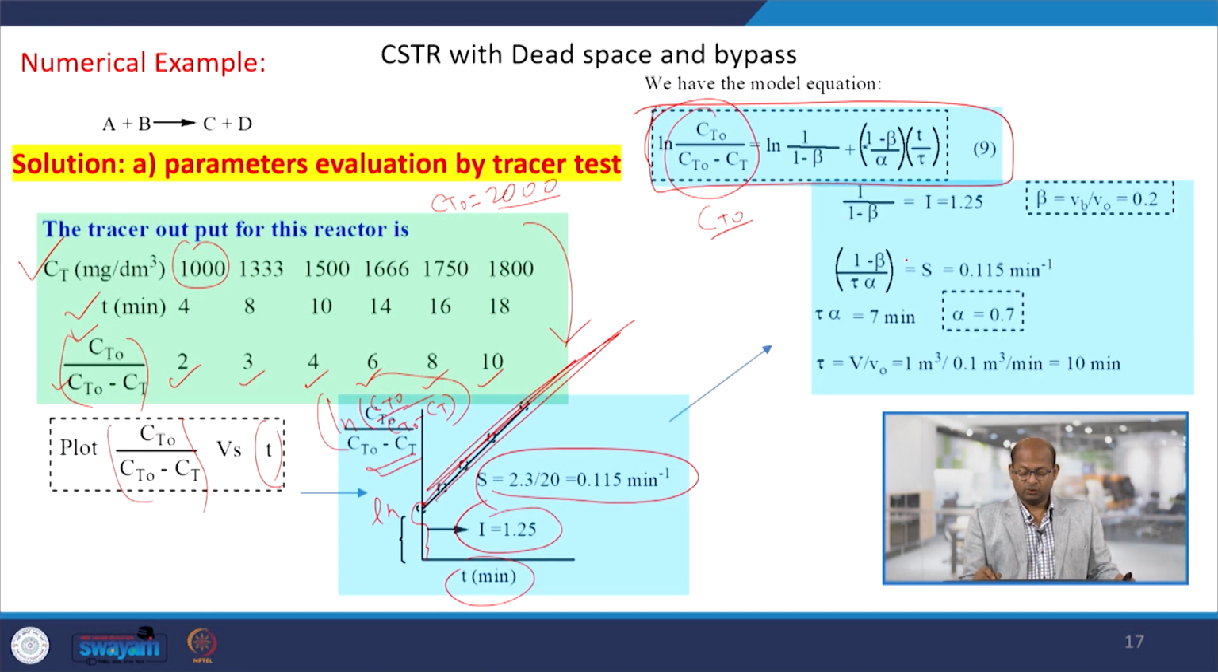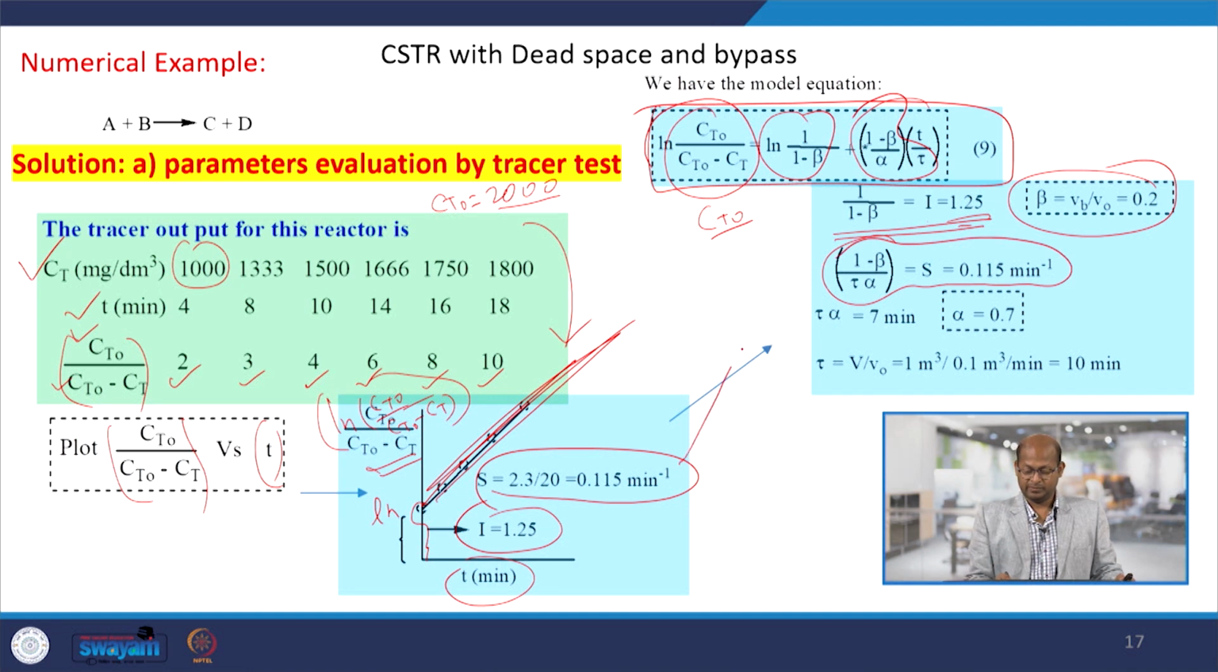Okay. So, slope and intercept equal to 1 upon and 1 minus beta; intercept equals this, and from there we can get beta equals 0.2. And intercept is this, sorry, this is the intercept and this is the slope, equals this. So, this value we can put here. The beta value we have calculated, we can substitute here.